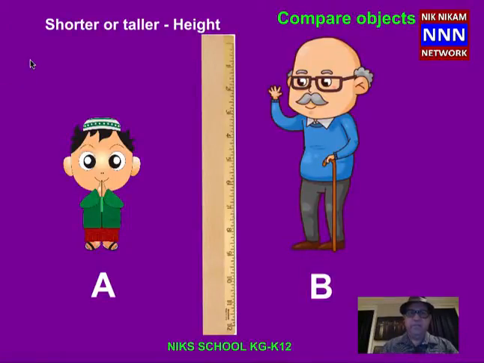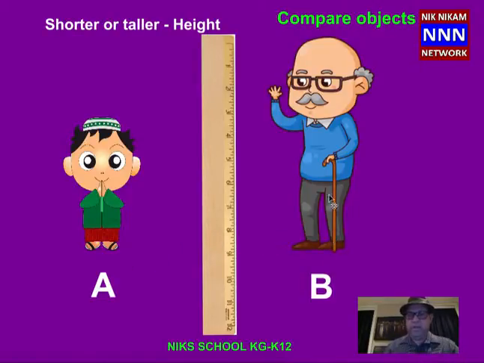Okay, now we're going to find out who is shorter and who is taller. And this is based on the height. Height is also measured using a scale. And usually if you go to a doctor's office, they have a long scale and you stand there, then you can see what your height is. What is your height anyway? You're like 3 feet or 4 feet.